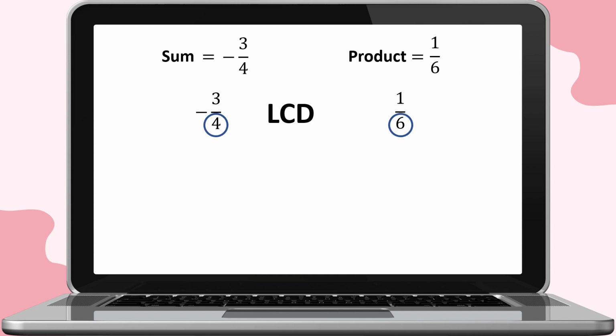And for our last example, we have a sum which is equal to -3/4 and a product which is equal to +1/6. Our sum and product are both fractions, but they are dissimilar fractions. So we are going to change them to similar fractions. And we have to look for their LCD. The LCD of 4 and 6 is 12.